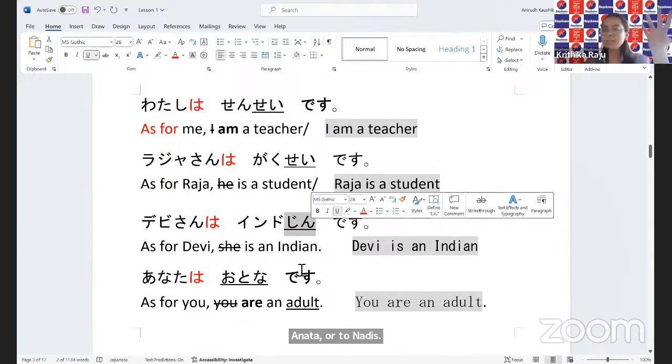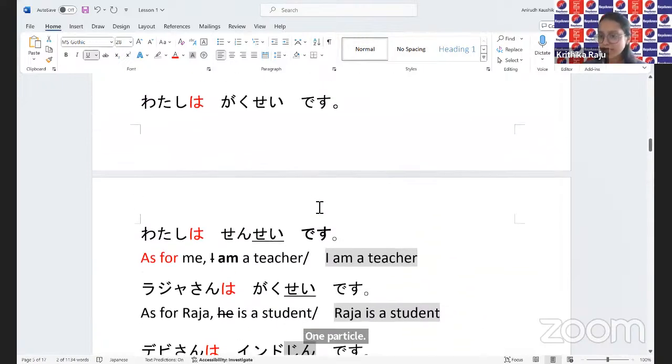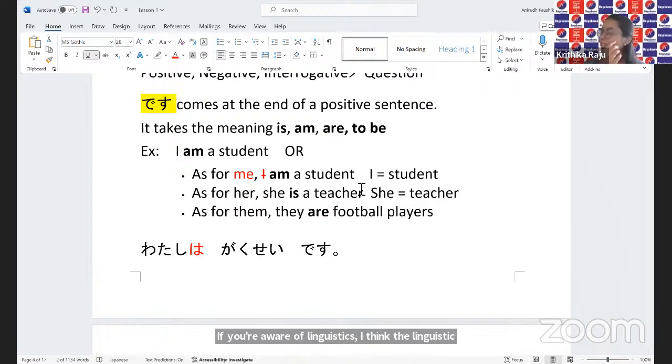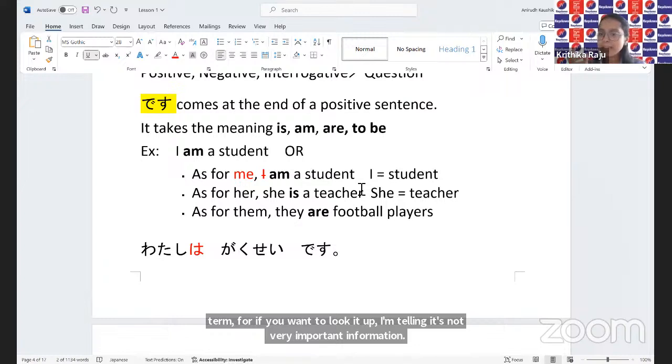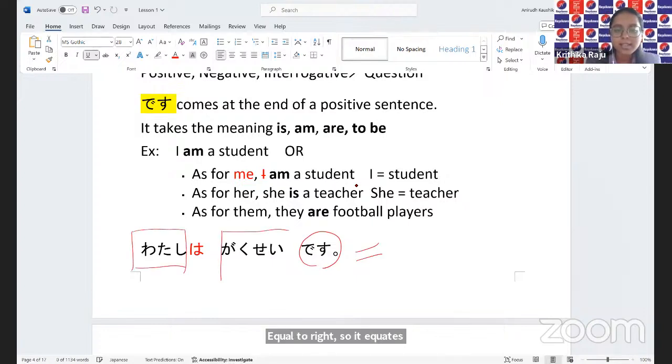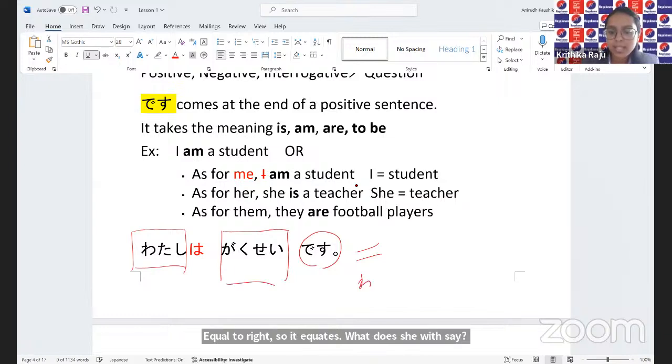This is a very, very basic sentence with just one particle and the concept of desu. Desu behaves like an equal to. If you're aware of linguistics, I'm telling you, it's not very important information, but the linguistic term for it is copula. It equates one with another. So what desu does here is equal to, right? So it equates watashi with gakusei. And it says, watashi equal to gakusei.